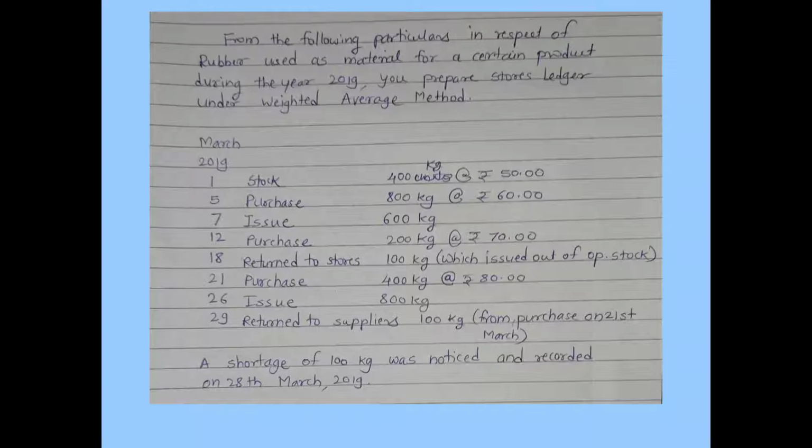A shortage of 100 kg was noticed and recorded on 28th March 2019. They must have done stock taking and found that there is a shortage of 100 kg. So this shortage also will be shown as the issue and the rate will be calculated again here. So let us see how to solve this problem.